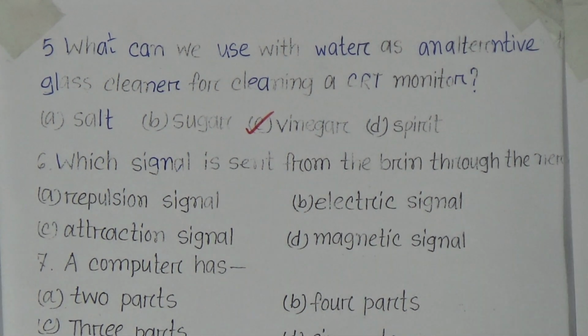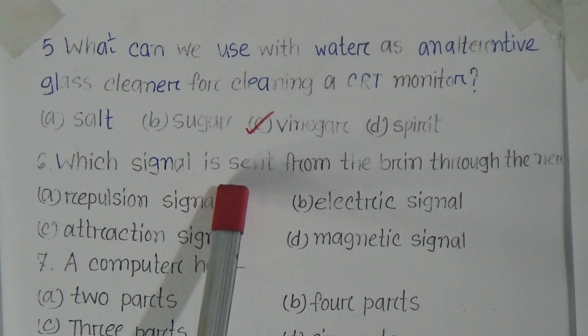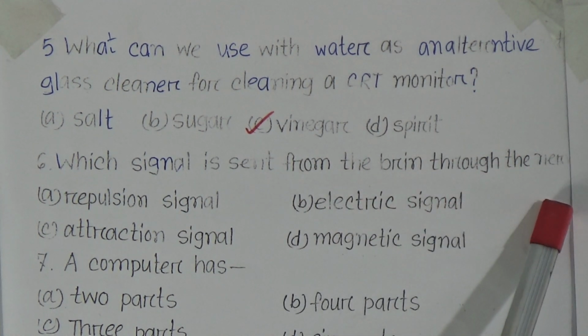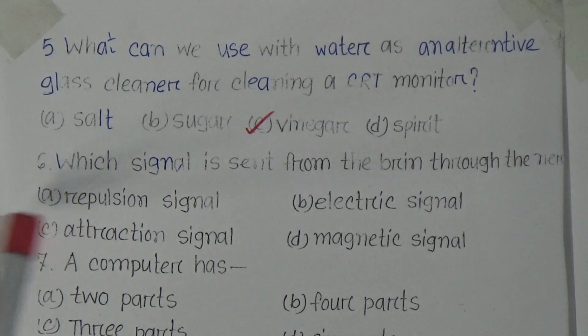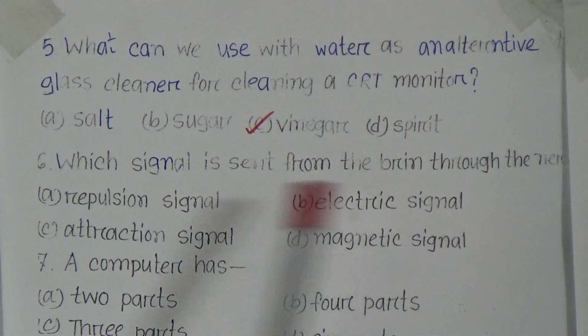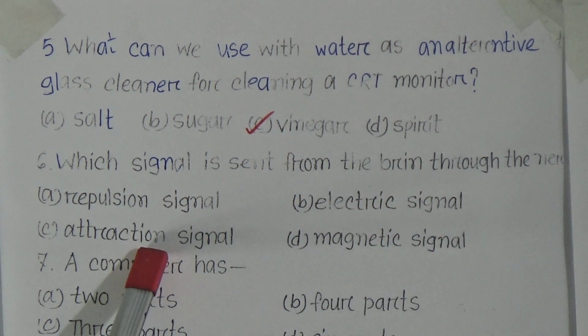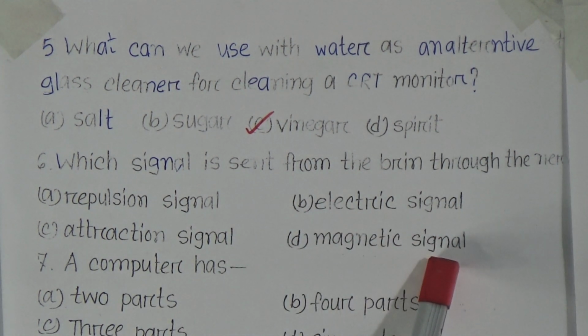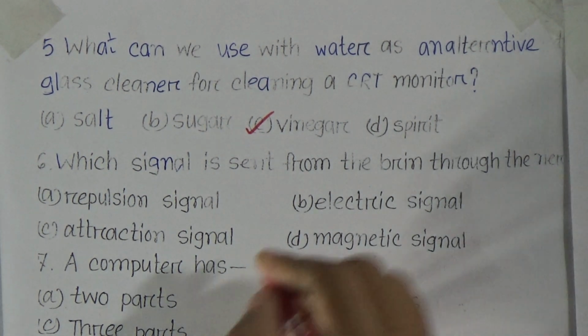Now come to question number 6. Which signal is sent from the brain through the neck? Here our options are repulsion signal, electric signal, attraction signal, magnetic signal. Okay, our answer will be option D, magnetic signal.